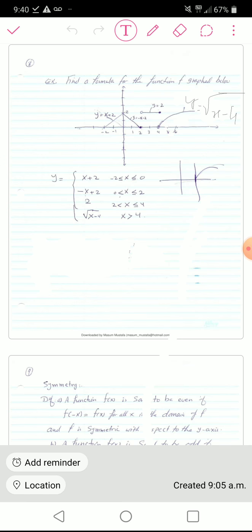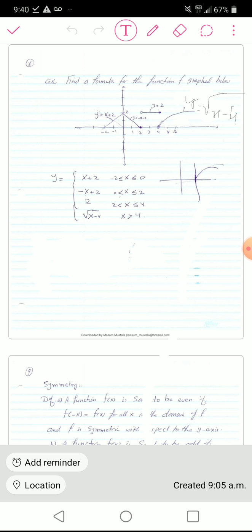So we know the first one is a straight line, and from y equals mx plus b we can find the slope, delta y over delta x, and the slope is going to be 1 and the y-intercept is at +2. So the first function is x plus 2. Same, the second will have a negative slope, so it's going to be negative x plus 2 because the y-intercept is 2. The third one is just a line, y equals 2. And the last one is a hyperbola shifted 4 units to the right. We'll learn about shifting in later lectures.